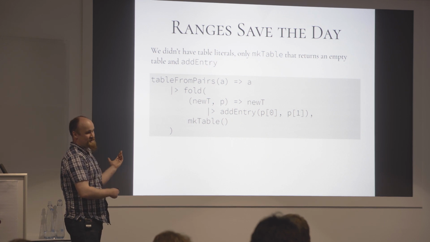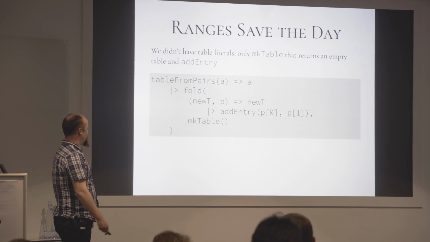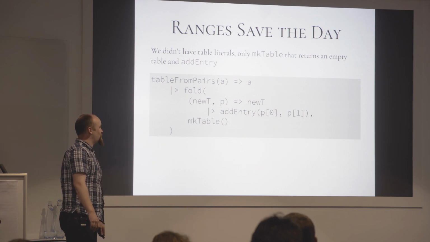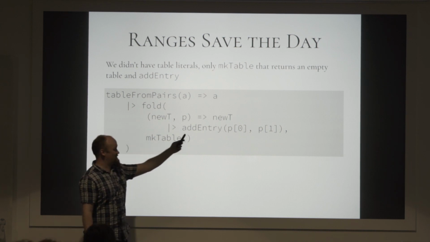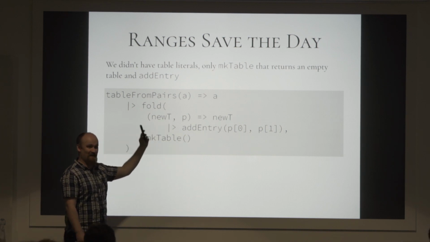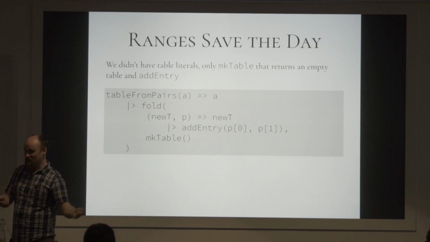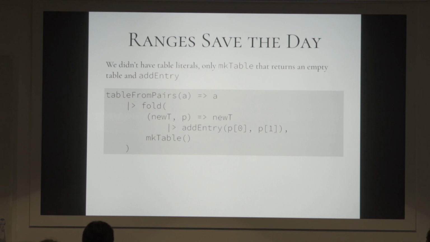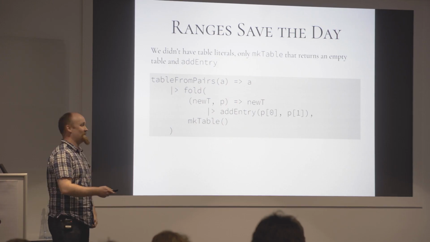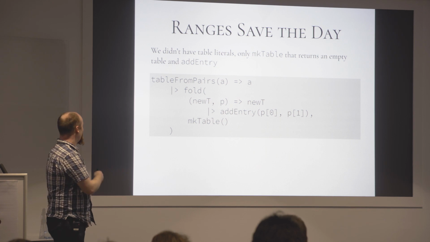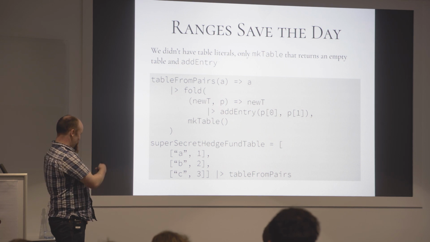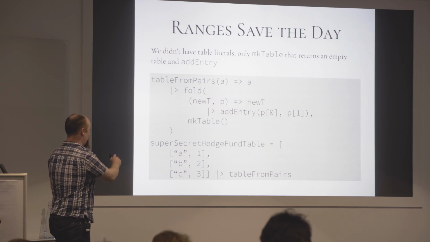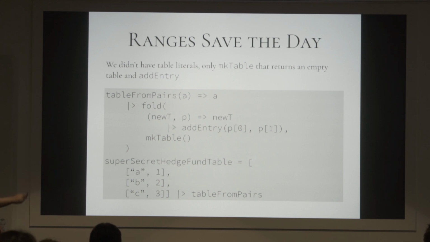But then this table from pairs thing turned up, and that just used fold. You start with an empty table, and you fold in new entries from a range of pairs at the beginning, right? Horrible hack? Well, maybe, but I was able to write that pretty quickly as soon as I needed to, and work continued. Super secret hedge fund table was generated. And you can see it's just the same thing as before. We got an array of pairs, and then we pipe it to table from pairs, and that's just as if it was UFCS.